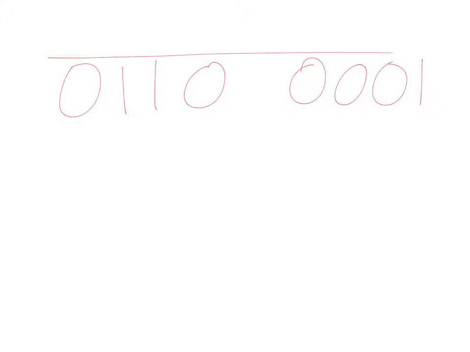Now we can try positive numbers. This would be a positive number using signed bit notation. So 1, 2, 4, 8, 16, 32, and 64. So this would give us positive 97.